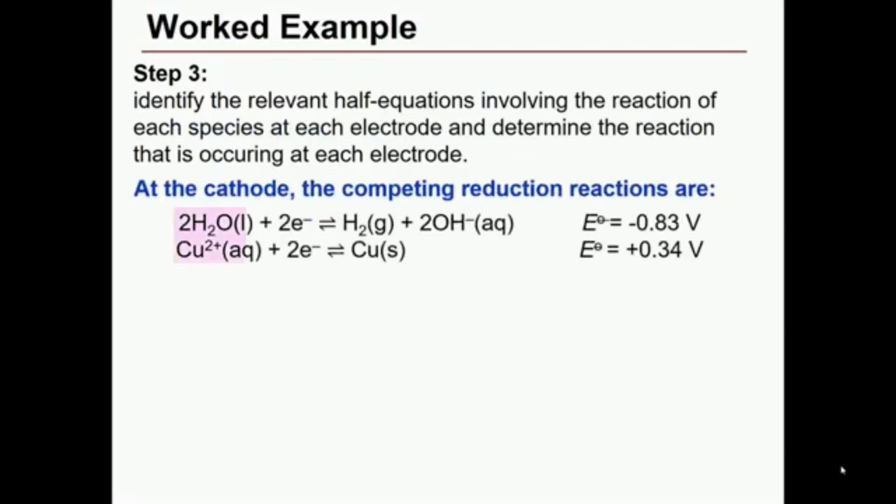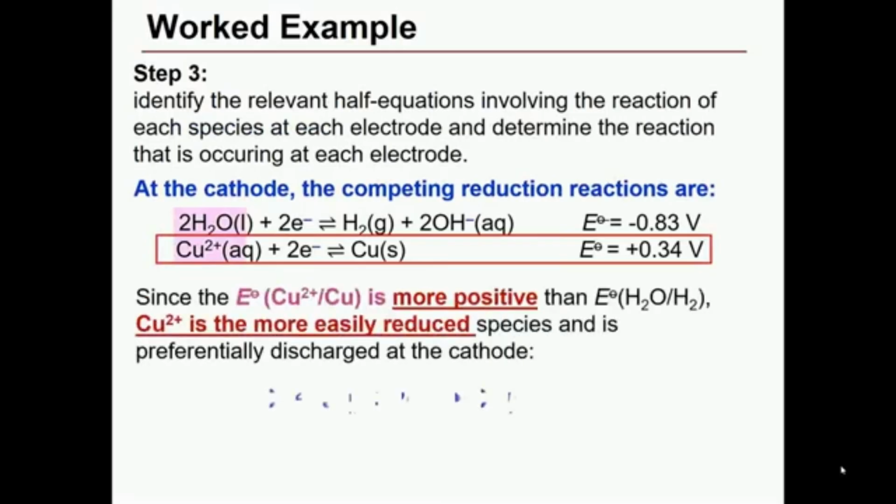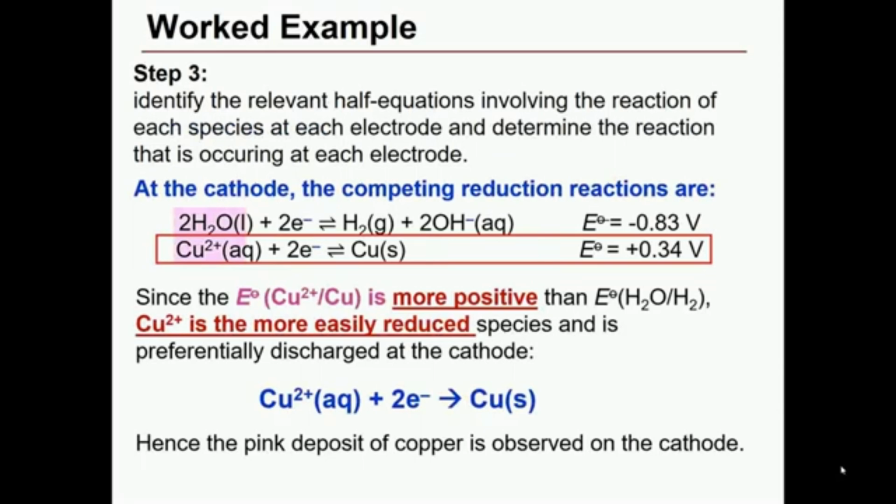At the cathode, reduction occurs: either the copper(II) cation being reduced or the water molecule being reduced. From the E0 value, the one with the more positive E0 value will be the one that is reduced. Hence, in this case, the copper(II) cation will be reduced to copper solid. Hence, a pink deposit of copper is seen at the cathode.